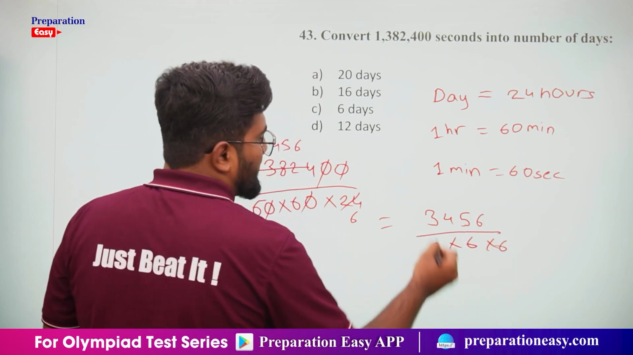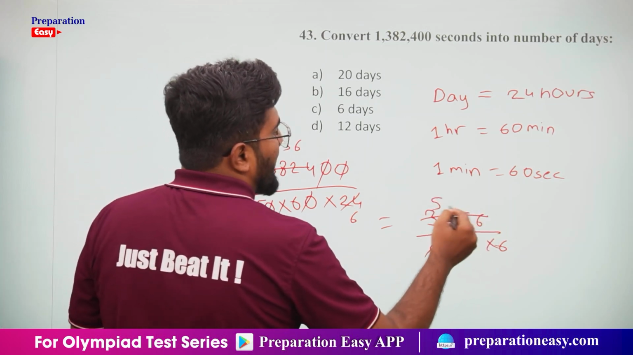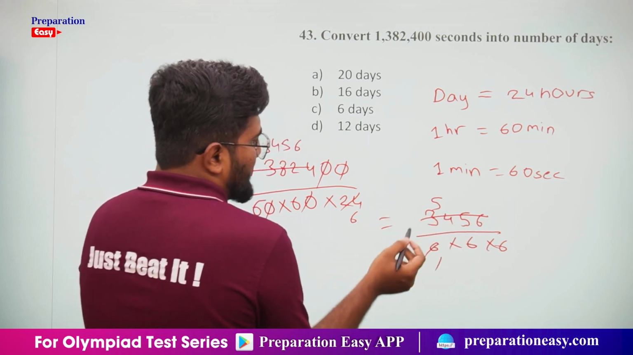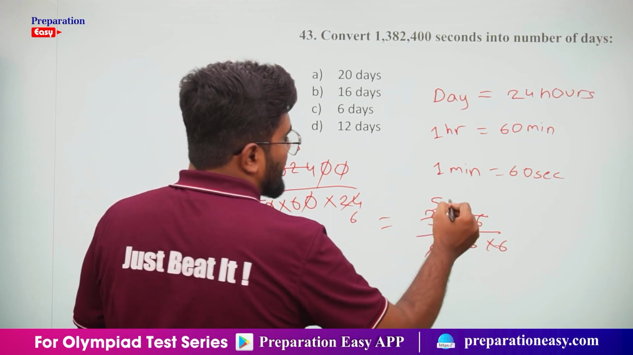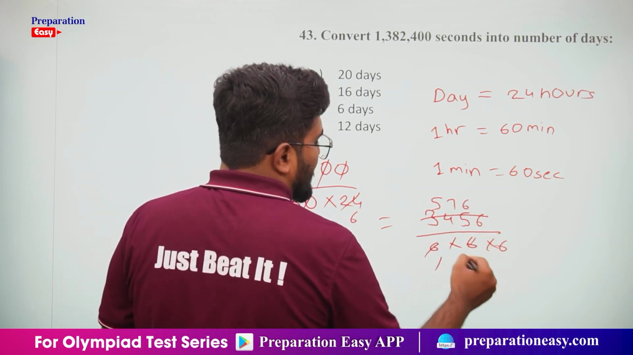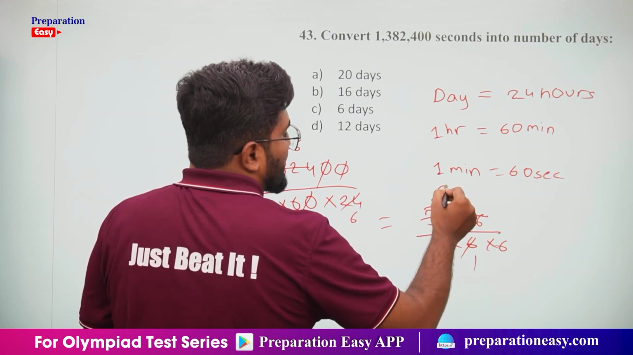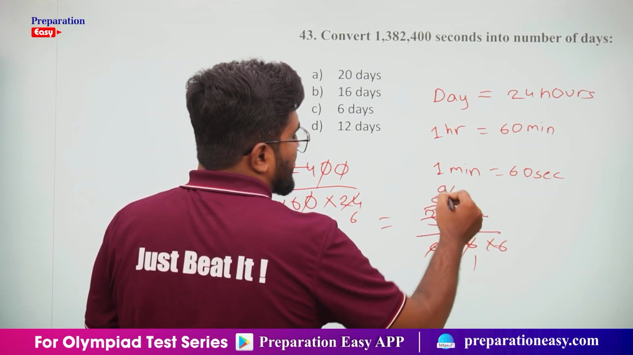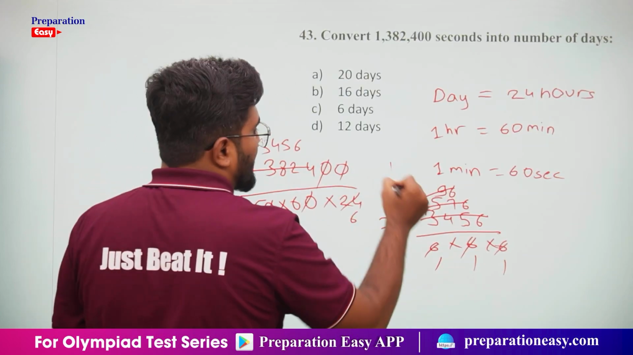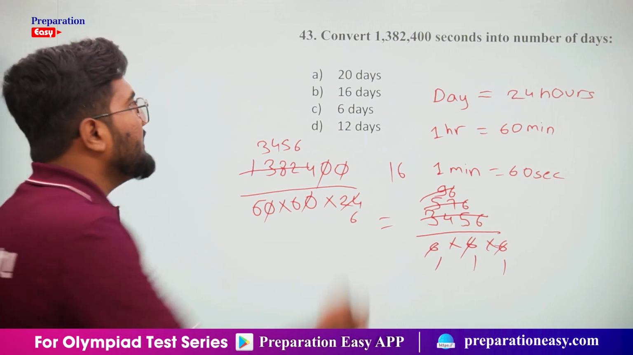Okay, 3456 divided by 6 is 576, then 576 divided by 6 is 96, then 96 divided by 6 is 16. So the number of total days is 16 days.